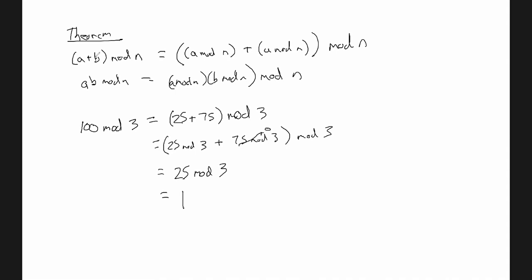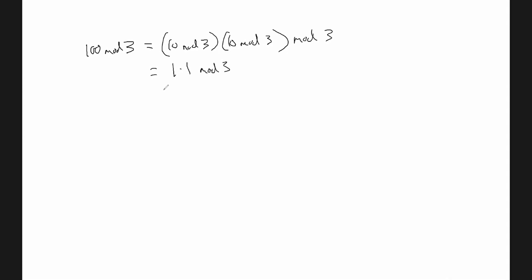So what if I had instead said 100 mod 3? That's the same as 10 mod 3 times 10 mod 3. I know that these are just 1, right? 10 mod 3 is just 1 because 3 times 3 is 9 plus 1. So this is just 1 times 1, which equals 1. And we did examples where this was really big, like 100 to the 20th, something like that.